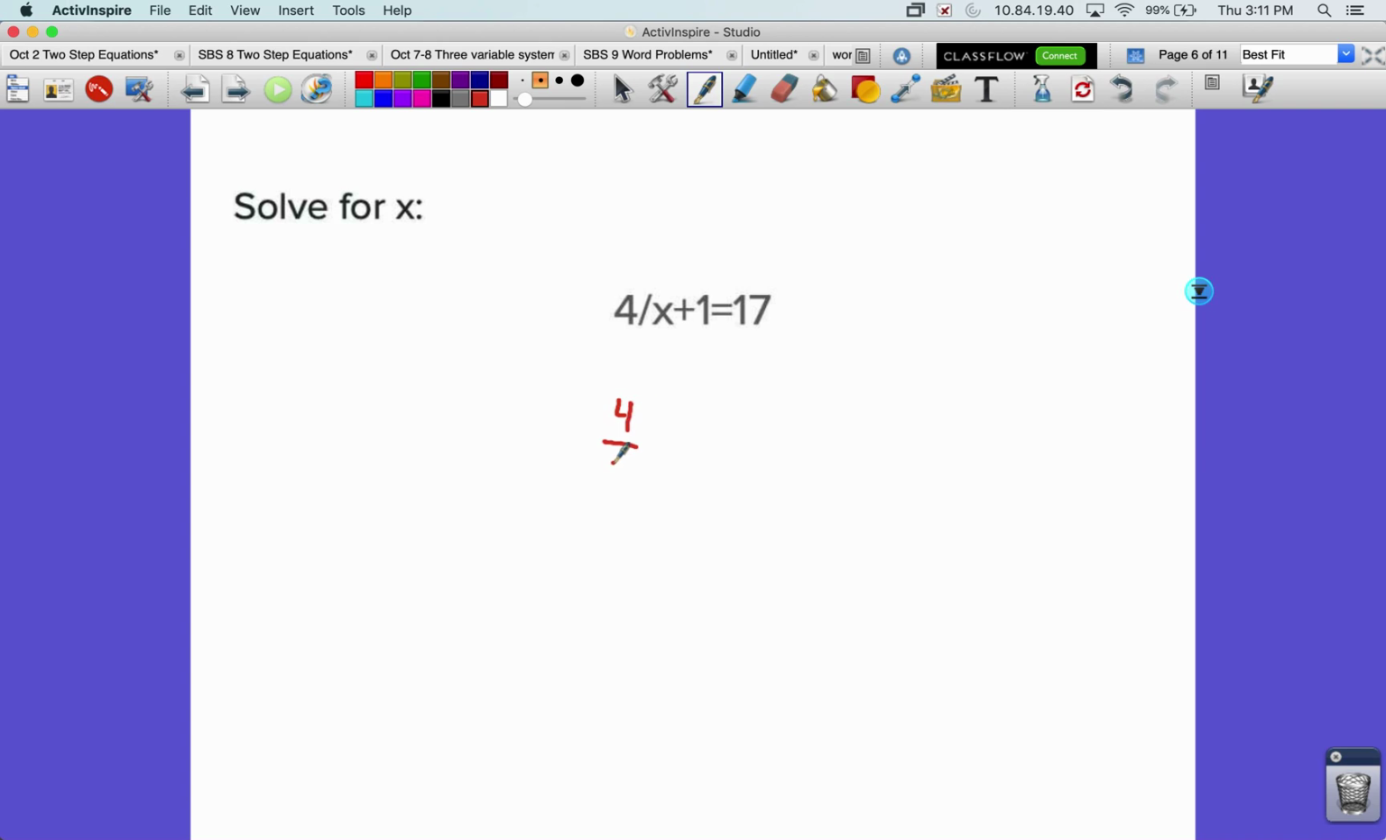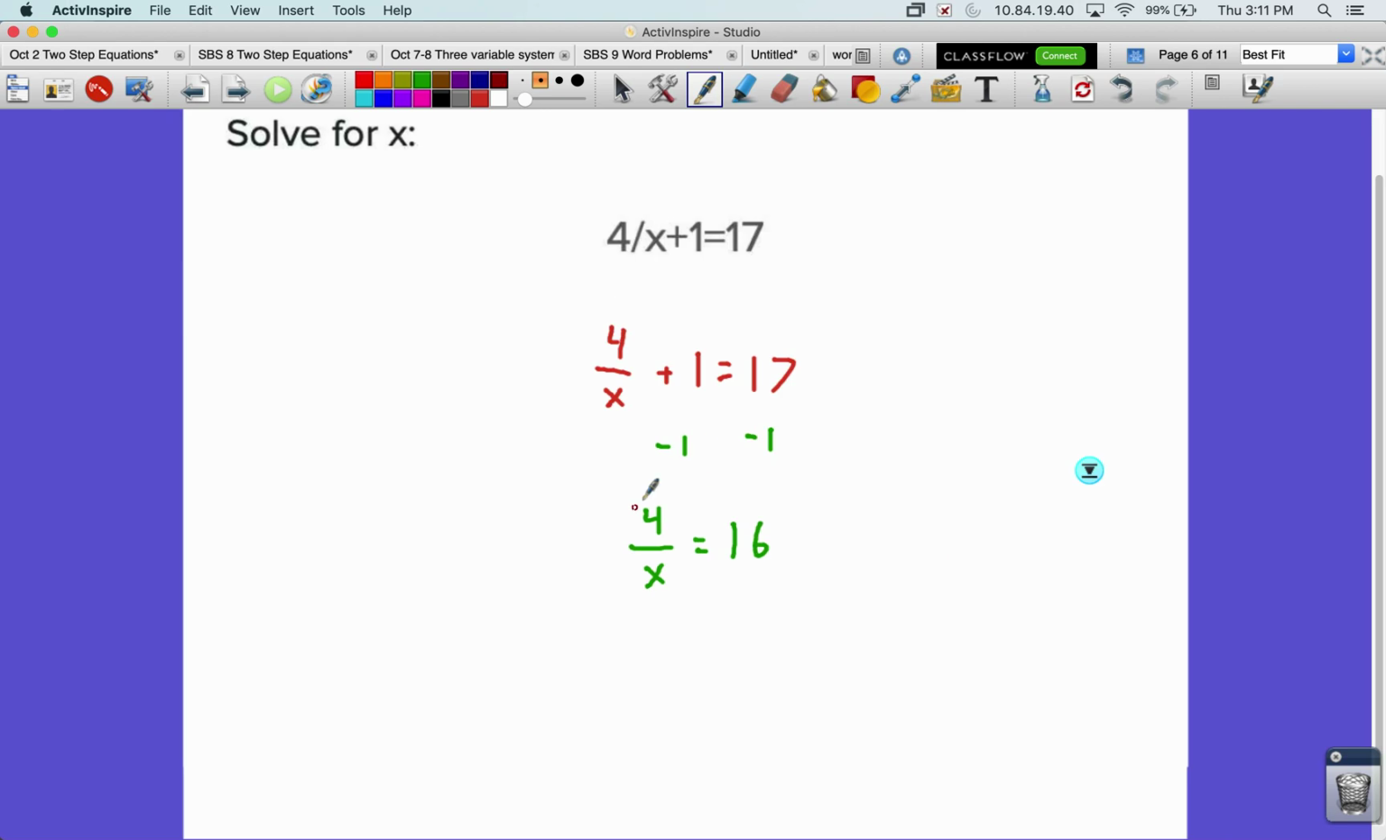This one's a little bit tricky because we're not sure what's being done to x here. So let's first do the easy part, subtract 1 from both sides, and we get 4 over x equals 16. But 4 is being divided by x, so what is the inverse operation there? Well, nothing's really being done to x.